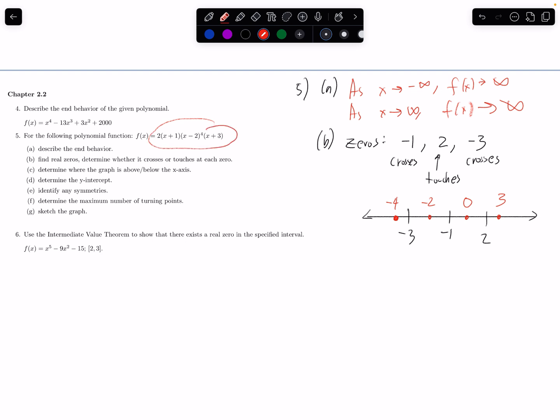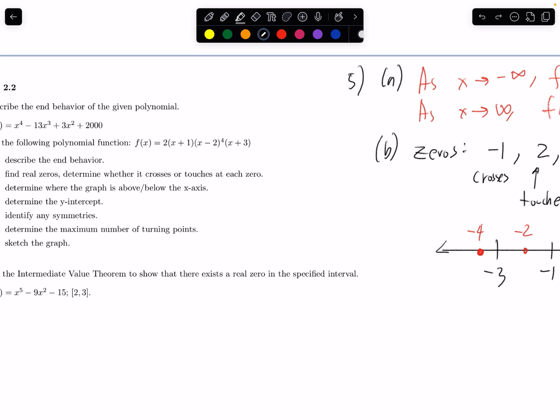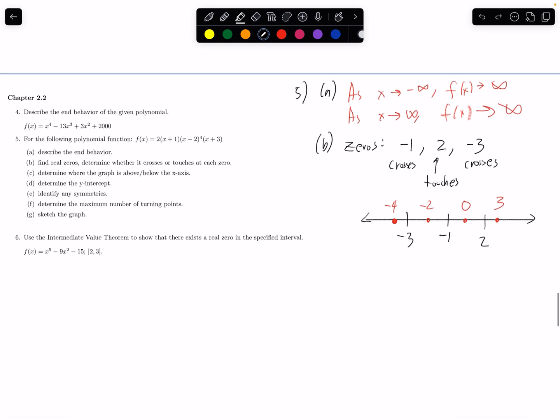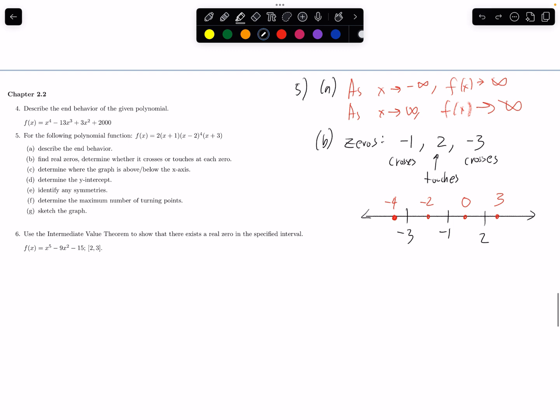I'm testing with this function here. So let's check -4 first. I'm looking at this function expression, and I'm thinking, okay, from -4, what happens? -4 plus 1 is going to be negative. -4 minus 2 is negative, but then the 4th power is always going to be positive. -4 plus 3 is going to be negative. So I got two negatives and a positive. That makes this overall positive here.